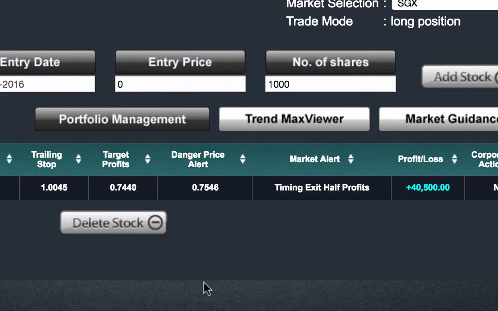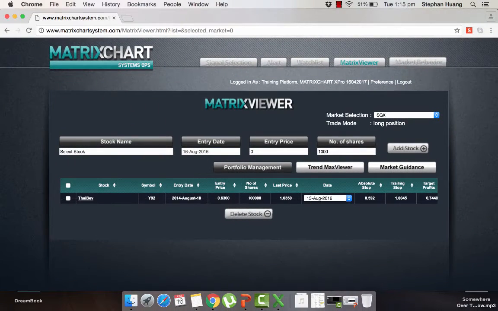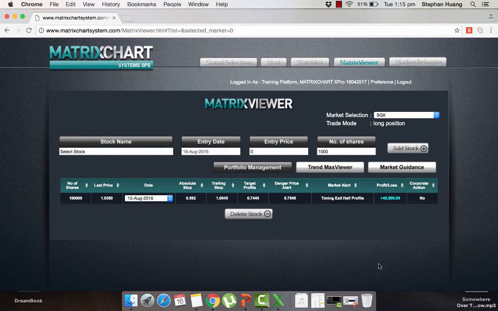The danger price alert is more for when you are an investor and it falls below this price, you need to take a good look at it. Okay, the market alert will tell you what you should do, and you can take this advice. It says for Thai baht, it says timing exit half profits. That means that you're in a very good position. The stock is already in uptrend, and you should take out half of the number of units. So what I'll do is I'll take a look at this. I said 100,000 shares. I'll probably take 50,000 out of this investment.